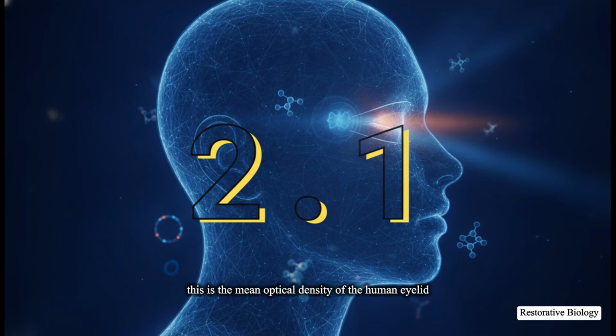This is the mean optical density of the human eyelid. Simply put, it means our eyelids are incredibly thin. Ambient room light, street lamp outside, or the glow of a television can penetrate straight through your closed eyes while you are actively trying to sleep.